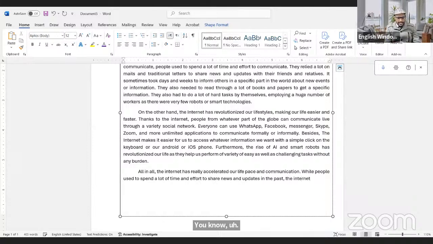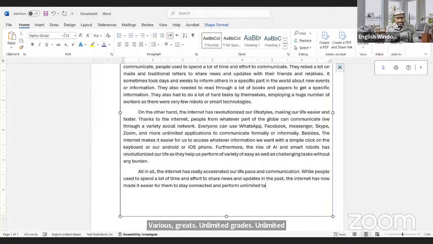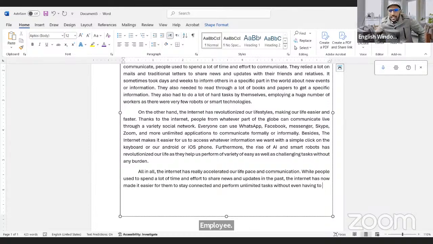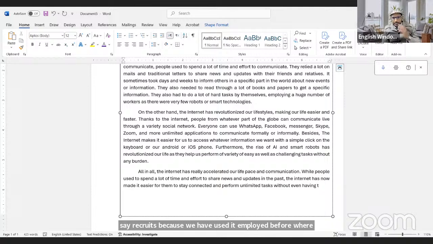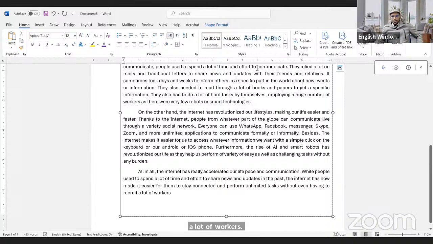The internet has now made it easier for them to stay connected and perform various unlimited tasks without even having to employ, let's say, recruit a lot of workers, because we have used employ before.